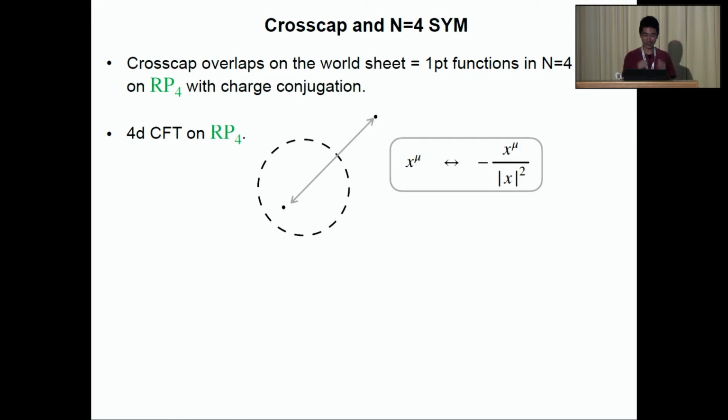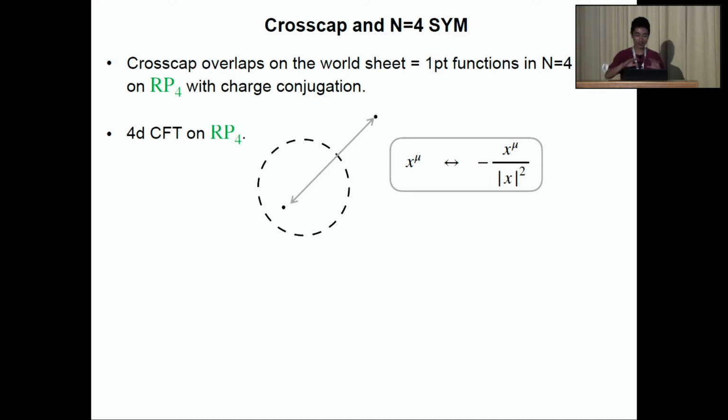So the claim is the following. The crosscap overlaps on the worksheet compute the one-point function in N=4 super Yang-Mills on real projective space with charge conjugation. I'm going to explain what I mean by charge conjugation. So let me first explain what I mean by real projective space. The real projective space RP4 is in a sense like a 4-dimensional version of the crosscap.